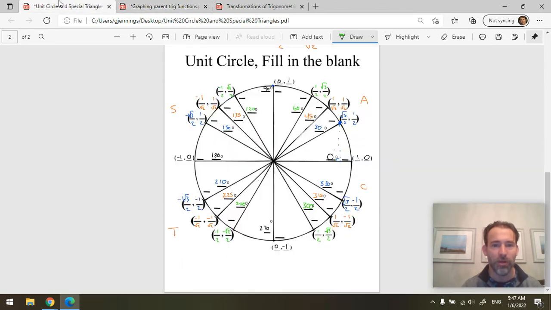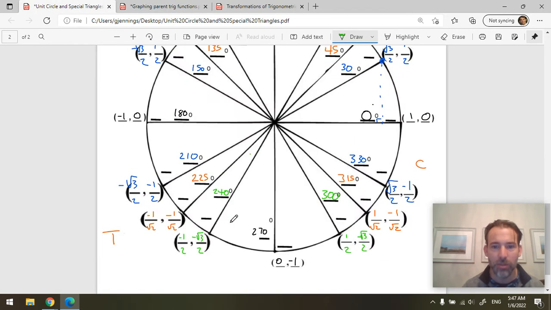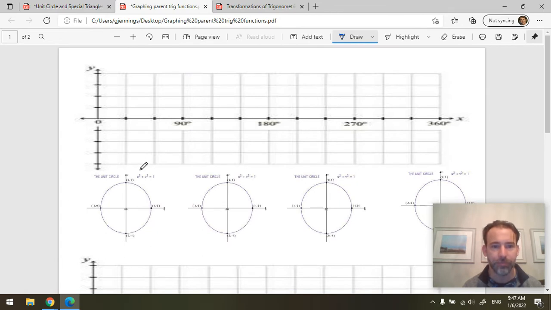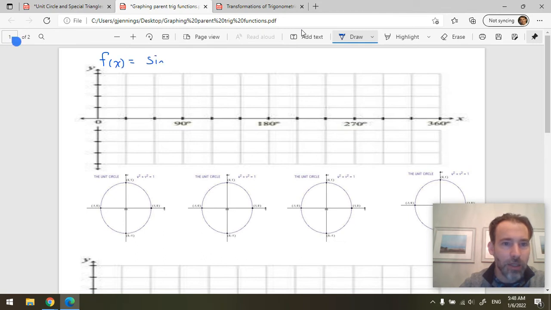So we've already filled in our unit circle, and we're going to be using this as we go to graph our parent trig functions. So here, let's start with sine x. So I will do sine x in blue because I like blue. So this is f of x is equal to sine x.